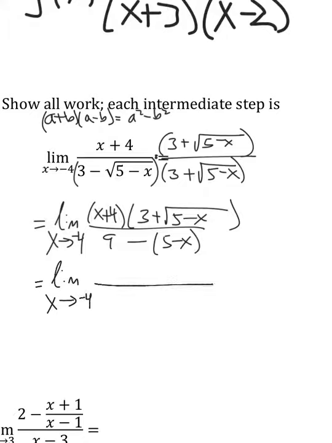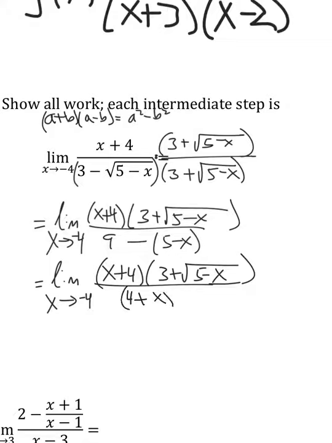We now have the top, x plus 4 times this. Don't try to distribute this out. Remember, 4 is the problem that we're trying to get rid of. So we're hoping that this bottom simplifies to x plus 4. And if we distribute this, we get 9 minus 5 plus x. And so that's going to be a 4 plus an x.